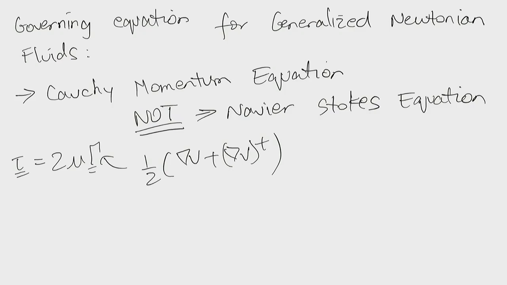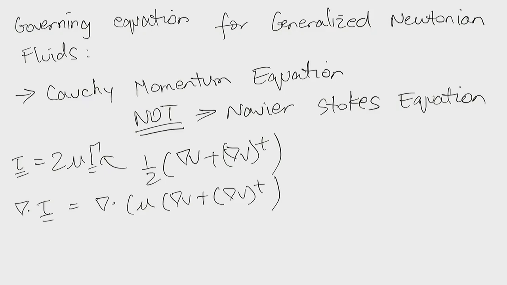And when we go ahead and take the divergence of the stress tensor, we have, in the most general form, this expression, right? We can only pull out mu if it's constant. For generalized Newtonian fluids, it's not constant.